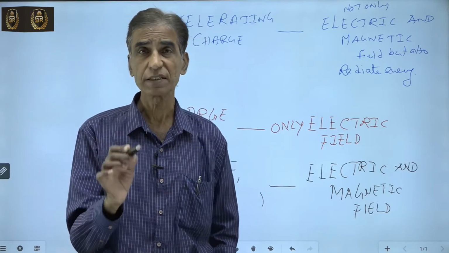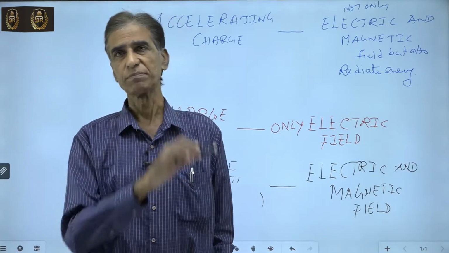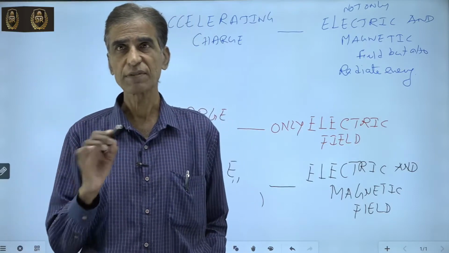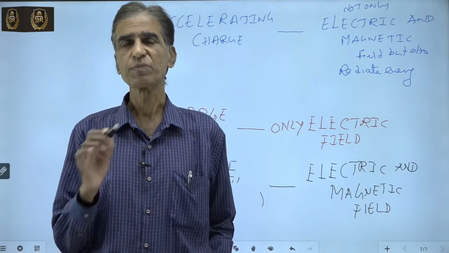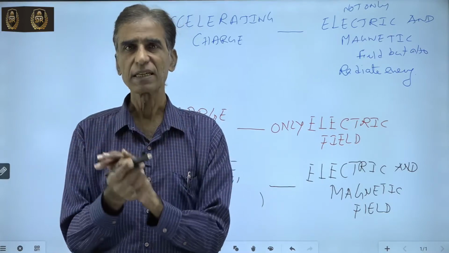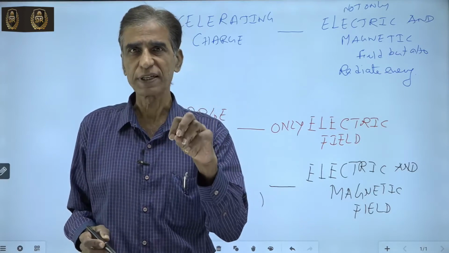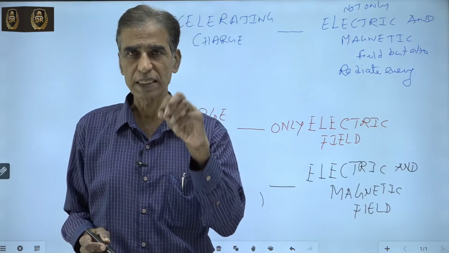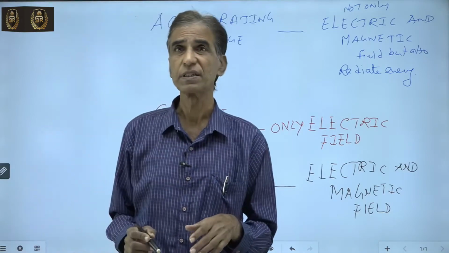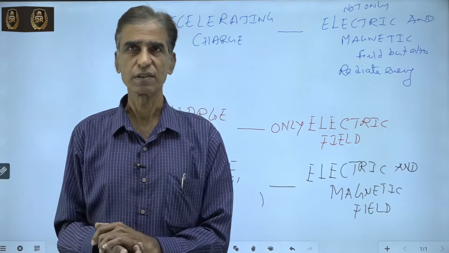So these are the three concepts on which the complete electrodynamics has been built up. First, a charge at rest produces only electric field. A charge in uniform motion produces electric as well as magnetic field, and an accelerating charge not only produces electric field and magnetic field, but also radiates energy. Those are the three concepts on which electrodynamics is based, right?